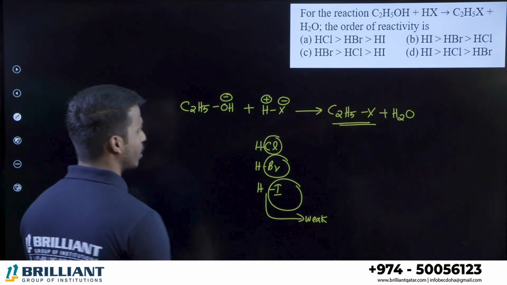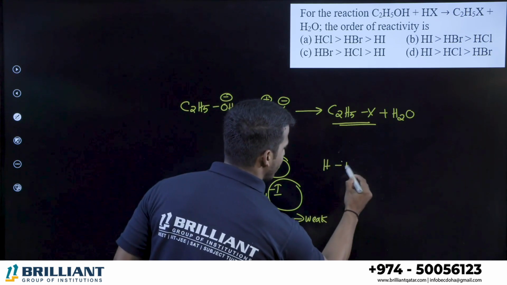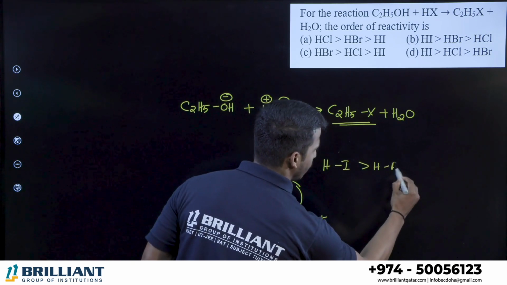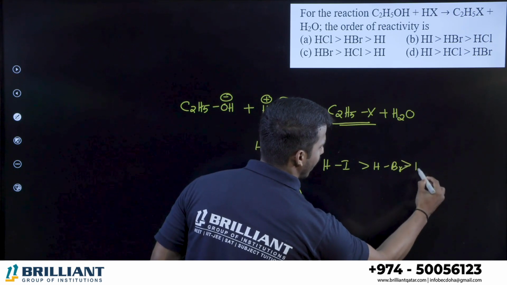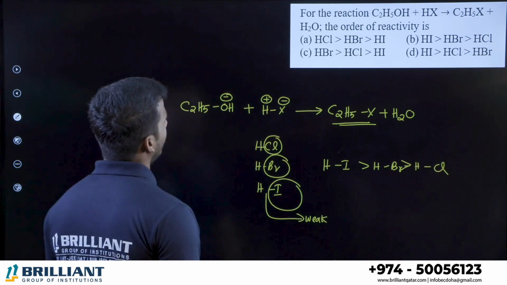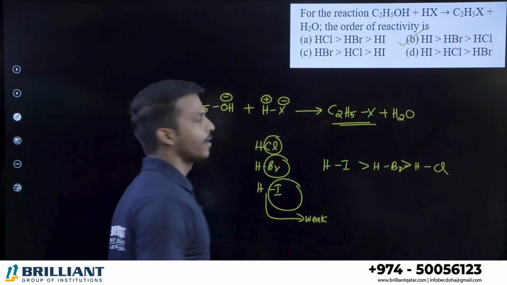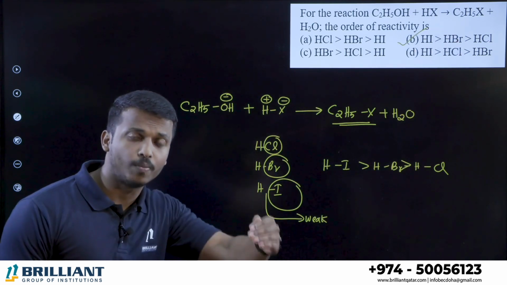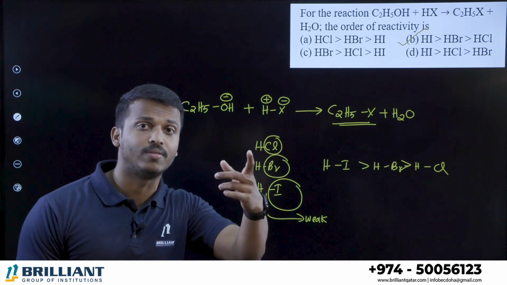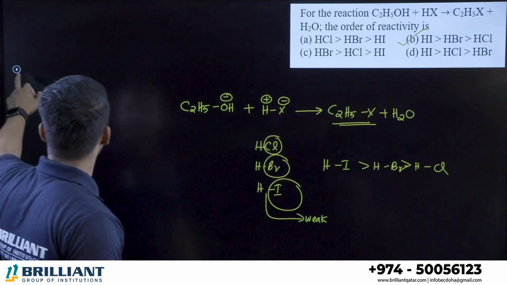So, which is the most reactive one, dear all? HI is most reactive. Then HBr. Then we can go with HCl. What is your answer? HI, HBr, HCl. Option B is the correct one. So, down the group in hydrogen halides, reactivity increases.